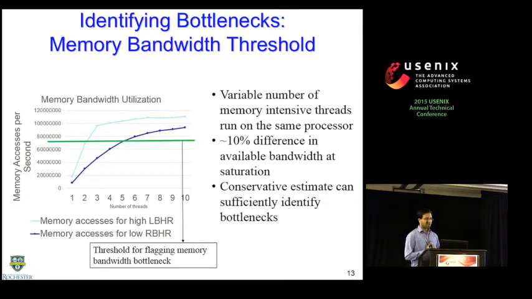So here we have a micro benchmark that has 2 variants. One has a high row buffer hit ratio, the other has a low row buffer hit ratio. We compare the bandwidth that's actually available to that application, and we can see that for lower thread counts, the difference between the bandwidths is quite large. However, because we are interested in flagging bottlenecks, which is associated with saturation, the difference at saturation between these 2 applications is only about 10%. So we take the more conservative estimate of the low row buffer hit ratio as our estimate for thresholds.